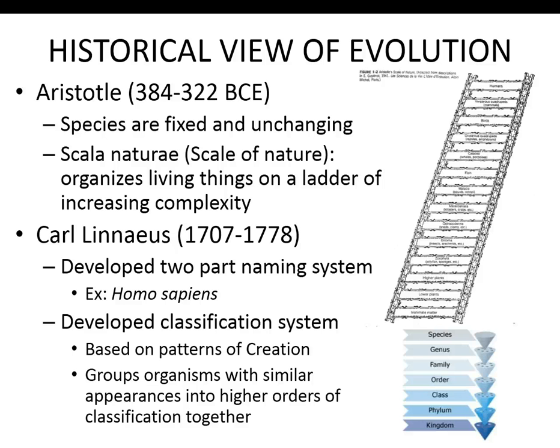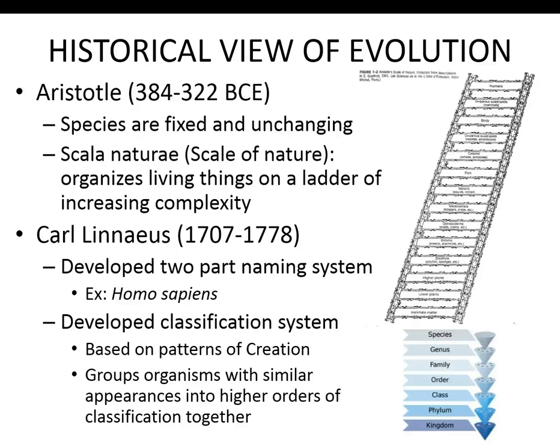In the 1700s, we see Carl Linnaeus, who developed the two-part naming system that we actually still use today. So for example, Homo sapiens is the scientific name for humans, Homo is the genus name, and sapiens is the species name. You may have in your scientific papers used the Daphnia magna scientific name. Daphnia, again, is the genus name and is more broad, and magna is the particular species name.